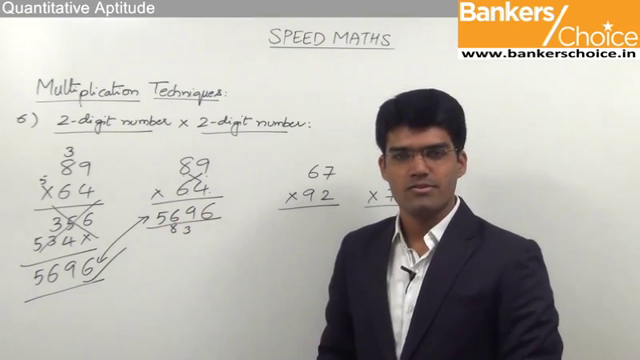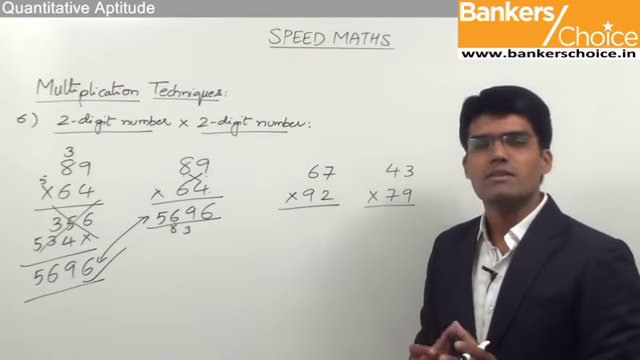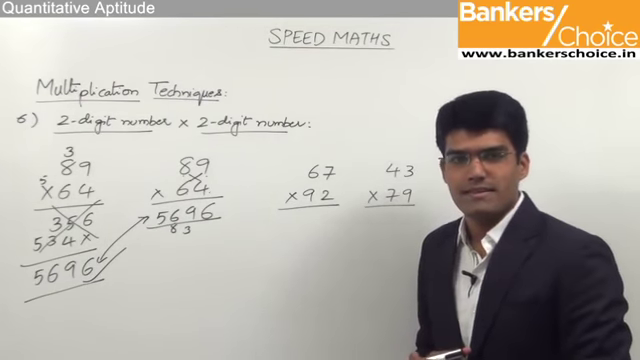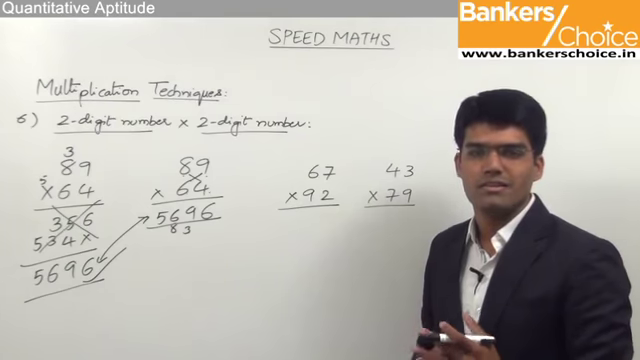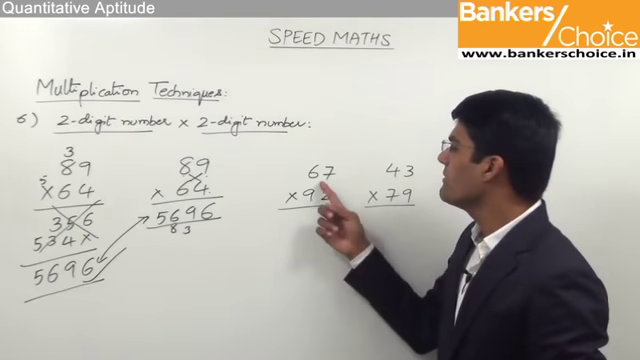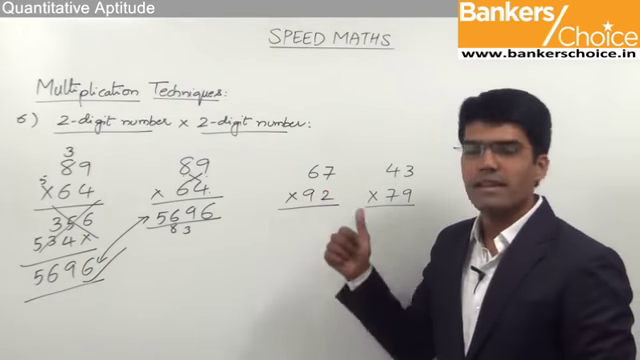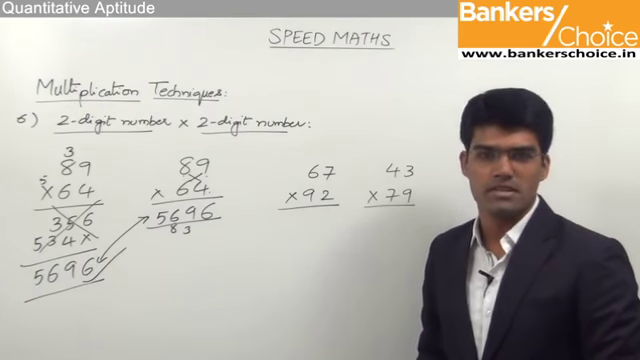Now one more example here is 67 into 92. So as you can see, again split and merge will be a little difficult in such cases, and any other special condition is not applicable. So let us see how can we get the answer for this question with this technique, the three-step procedure that we have learned just now.